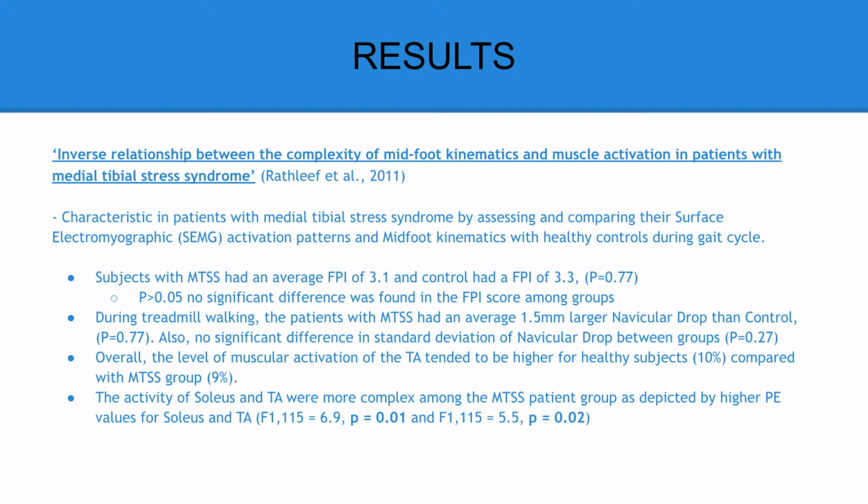The results from this study found that subjects with MTSS had an average FPI of 3.1 and the control had an FPI of 3.3 with a p-value less than 0.05, as there is no significant difference found in the FPI score among groups. During treadmill walking, the patients with MTSS had an average 1.5 mm larger navicular drop than control with a p-value of 0.77.